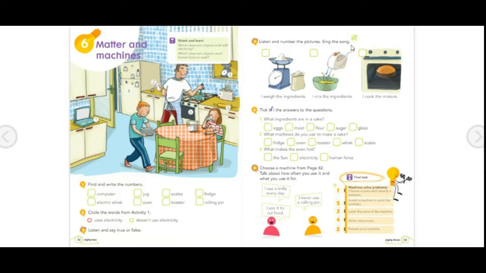I use the scales, I use the scales. I weigh ingredients when I make a cake. I like cooking in the kitchen. I mix ingredients when I make a cake. I use a whisk, I use a whisk. I mix ingredients when I make a cake. I like cooking in the kitchen. Cook the mixture when I make a cake. I use the oven, I use the oven. I cook the mixture when I make a cake. I like cooking in the kitchen.